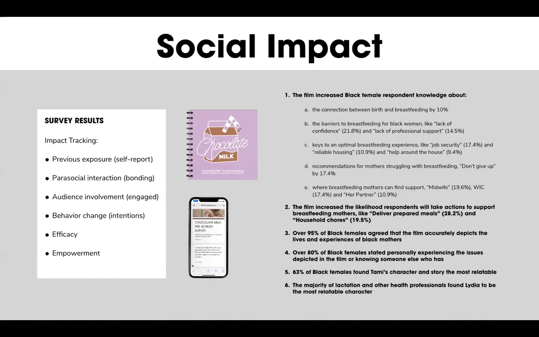63% of Black females found Tammy's character and story the most relatable. That's great because that was our primary target audience. The majority of lactation and other health professionals found Lydia's story to be the most relatable. And that's great because that's what Lydia was for. Lydia was there to speak to health providers and to also help them recognize the need for more diversity in their field so that when they do encounter a woman of color who's interested in achieving a higher level in their field, they'll be an ally.